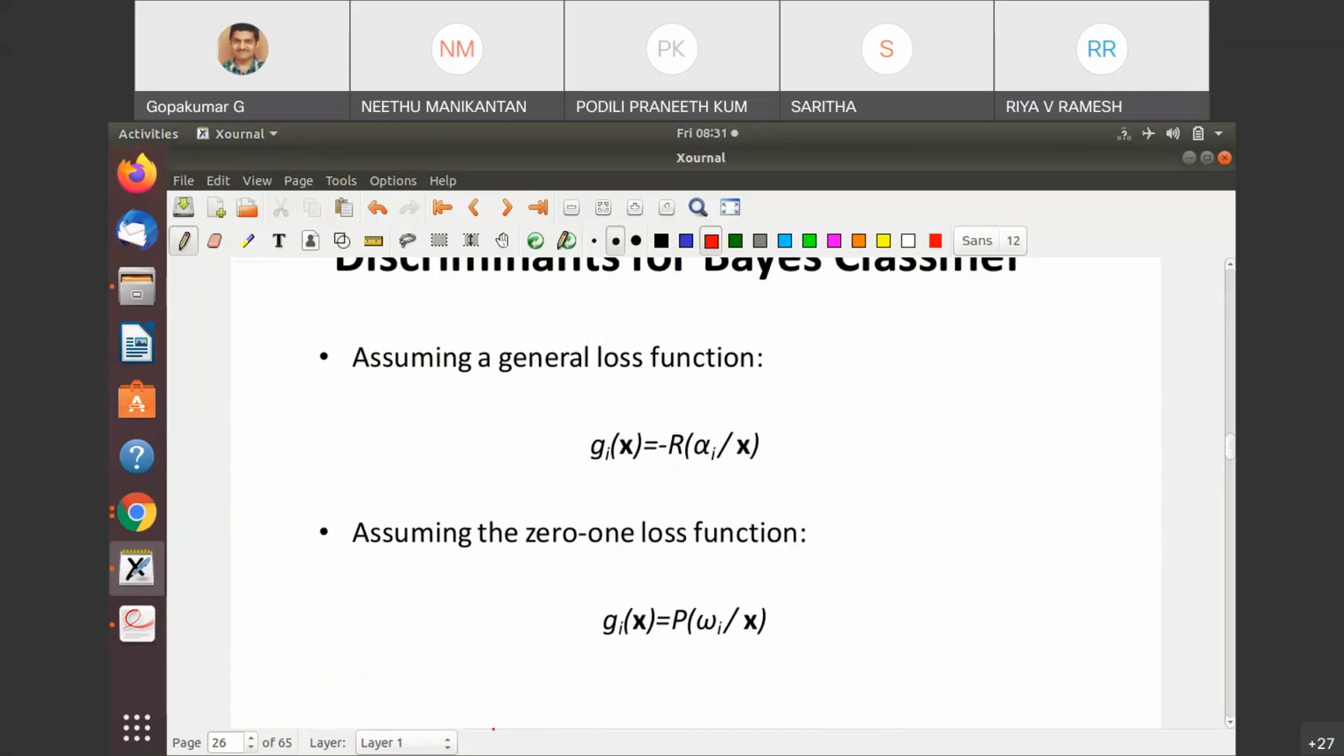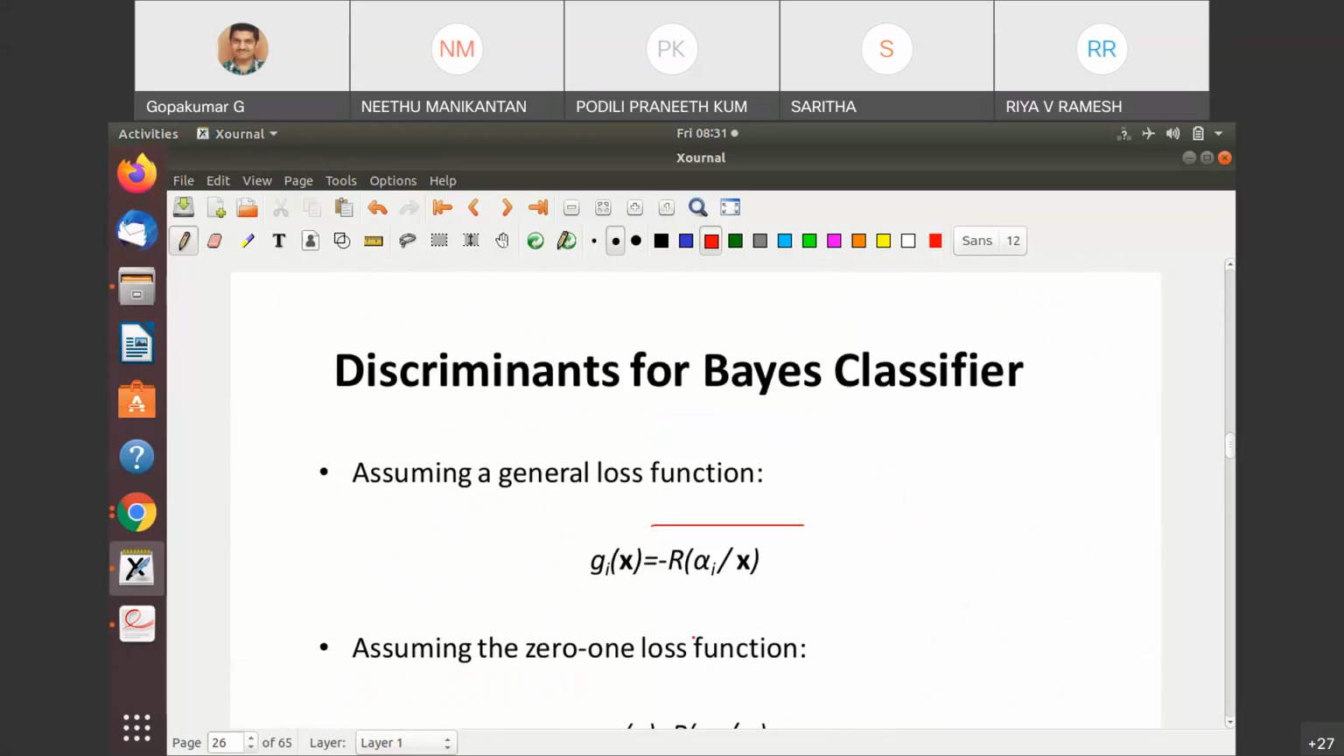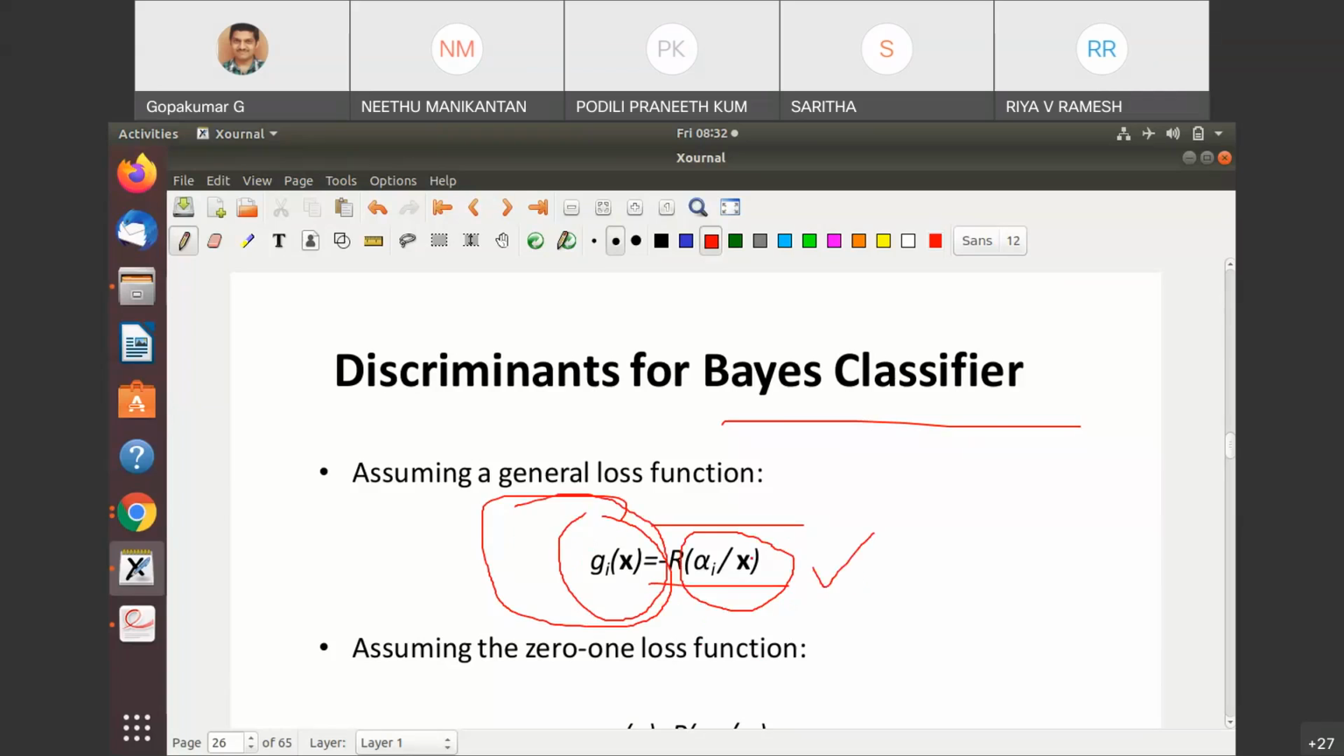Here we have also seen the discriminant functions. When we apply them for the Bayes classifier, we are maximizing the discriminant function. We have the risk that we are trying to minimize, so it is minus risk that we are trying to maximize. So that is the corresponding equation relating the discriminant function and the risk.